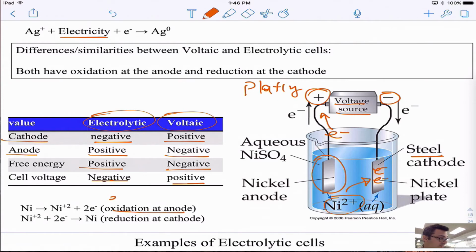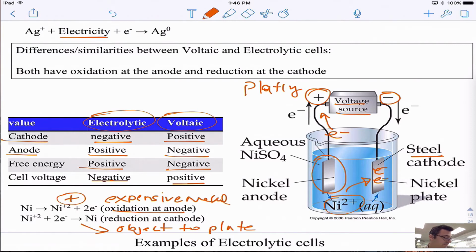So some things to remember about electroplating is that, first of all, the anode, where the oxidation occurs, is always the expensive metal. It could be gold, it could be copper, this is always the expensive metal. And it's positive just because it's hooked up to the positive terminal of a battery. Whatever you're trying to plate, the object to plate, whether it be a piece of flatware or just a piece of metal that you want to cover and make it look more expensive, that is going to be the cathode. And that's going to be negative.